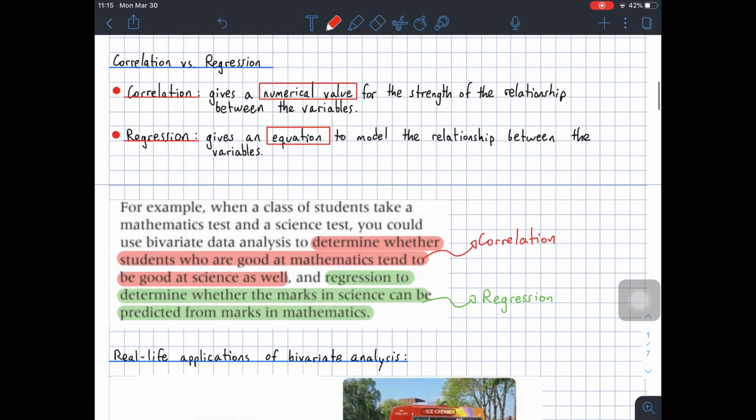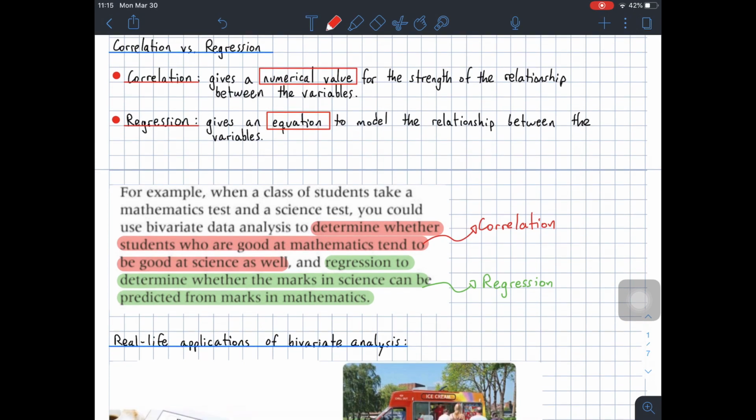So here it says, for example, when a class of students take a mathematics test and science test, you could use bivariate data analysis to determine whether students who are good at math tend to be good at science as well. So that's correlation, okay? With that analysis, we're going to determine a value that will tell me how related the performance of a student at math is to his or her performance at science, okay? And regression to determine whether the marks in science can be predicted from marks in math.